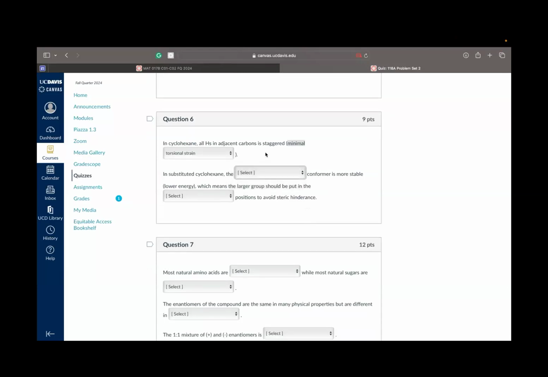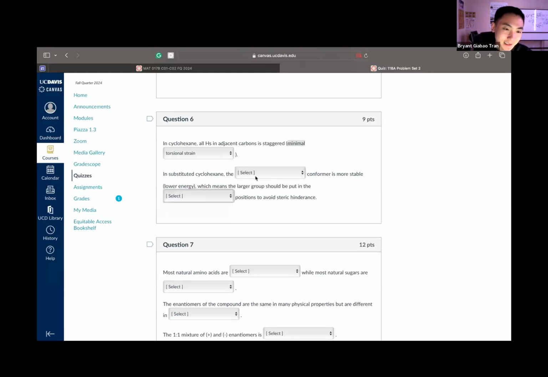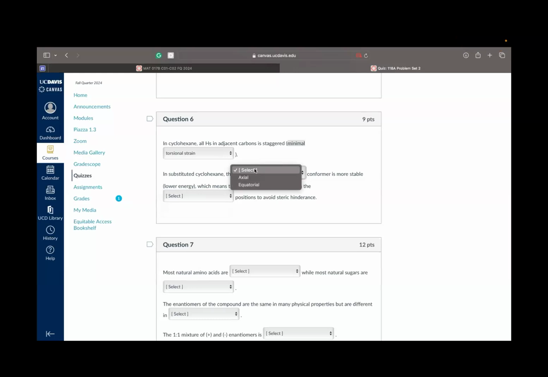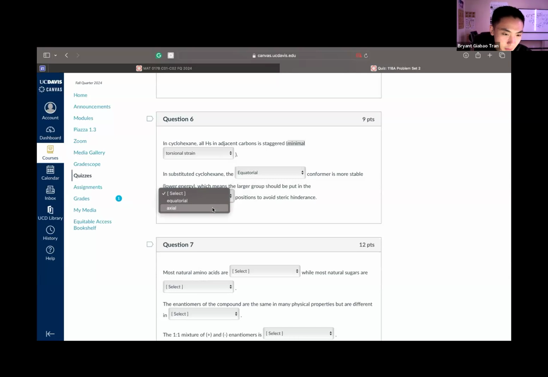And then this is in substituted cyclohexane, which conformers are more stable. Is this just the general idea of axial and equatorial, like we discussed last time? Think of it as the bulky group. Where do you want the bulky group to be to be more stable, axial or equatorial? Equatorial, to reduce the 1,3-diaxial strain. That makes it more stable, lower energy, so the larger group should be put in the equatorial position.